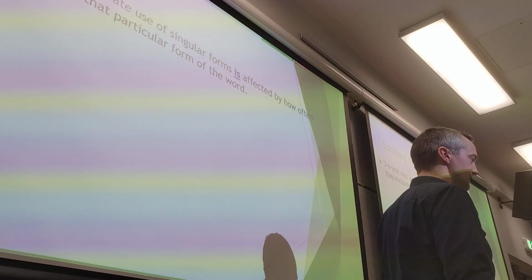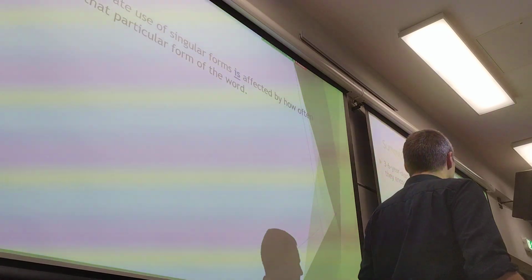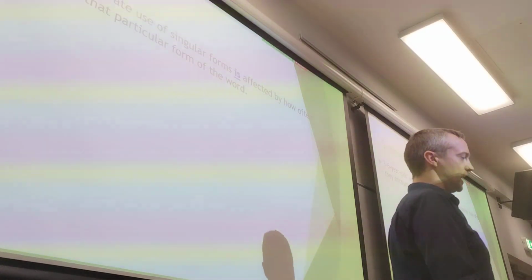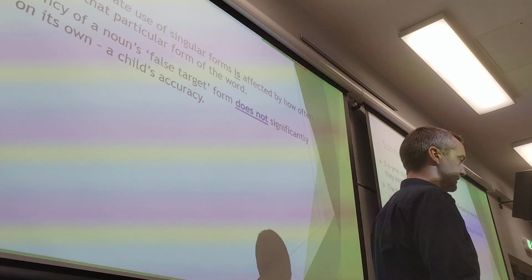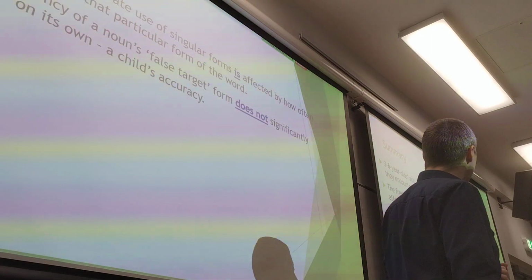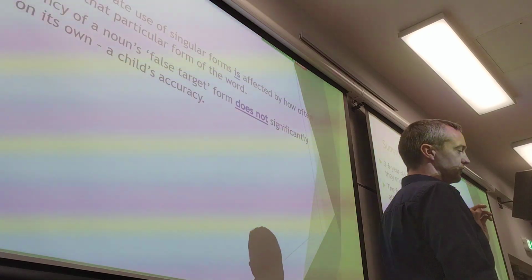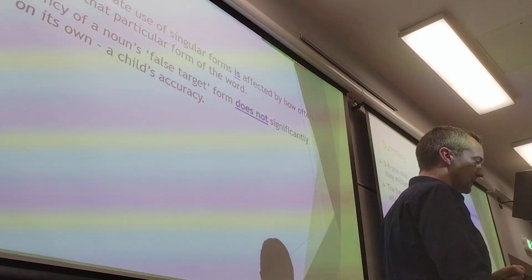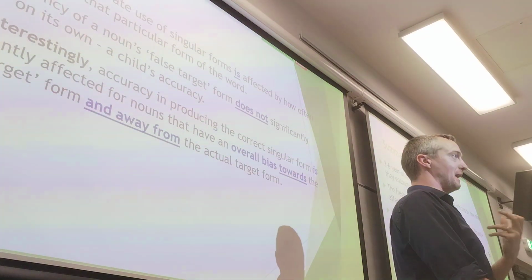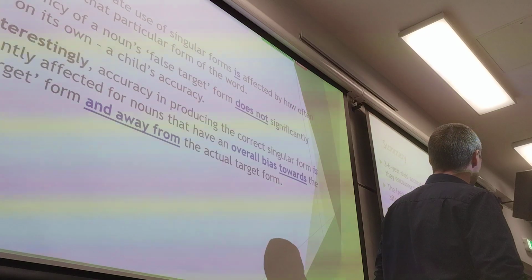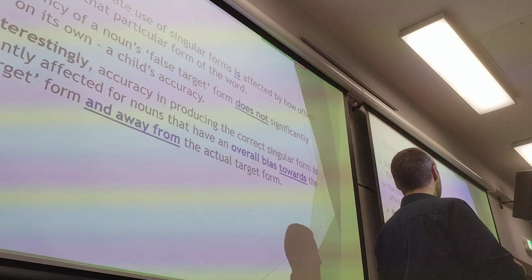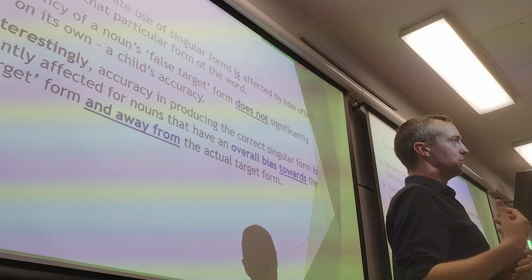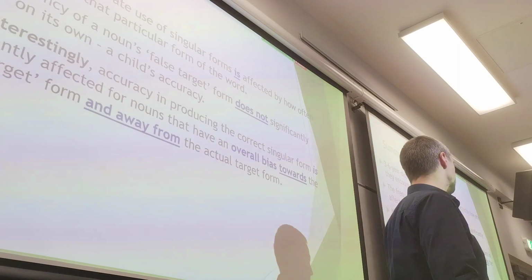Quite pleased with that. So again, just a brief summary. For three to six year olds, accurate production of the singular form is affected by how often they encounter that particular form of the word in general child-directed Polish. The opposite, the frequency of a noun's false target form on its own, does not significantly affect accuracy. But for me, most interestingly was this balance, this trade-off. The accuracy of producing the correct singular form is significantly affected for nouns that have an overall bias towards this false target form and away from the actual target form that we want.